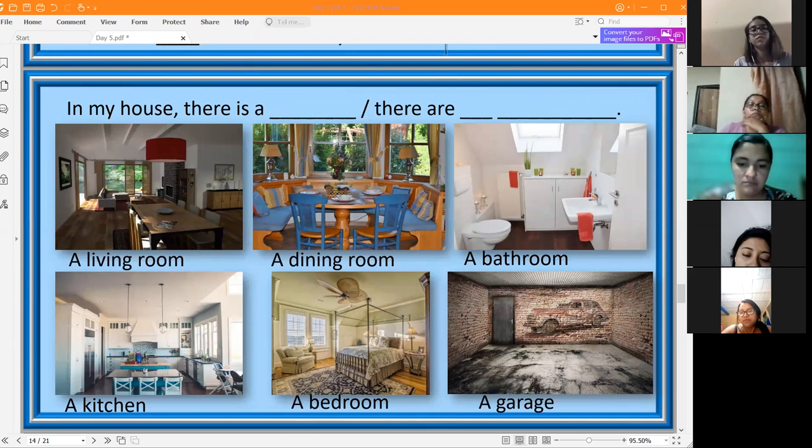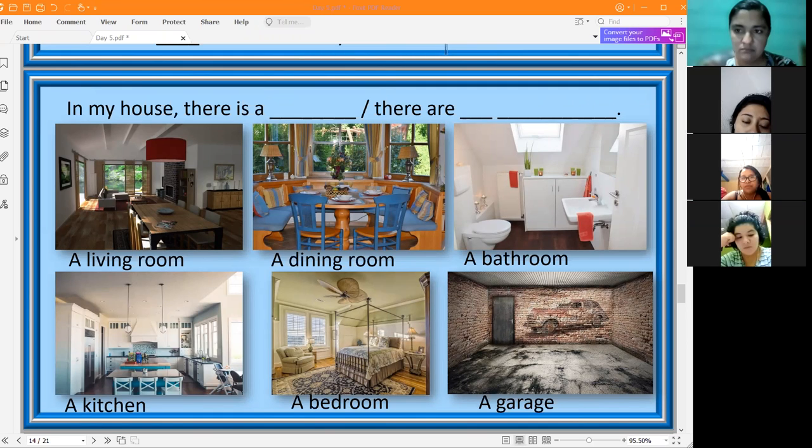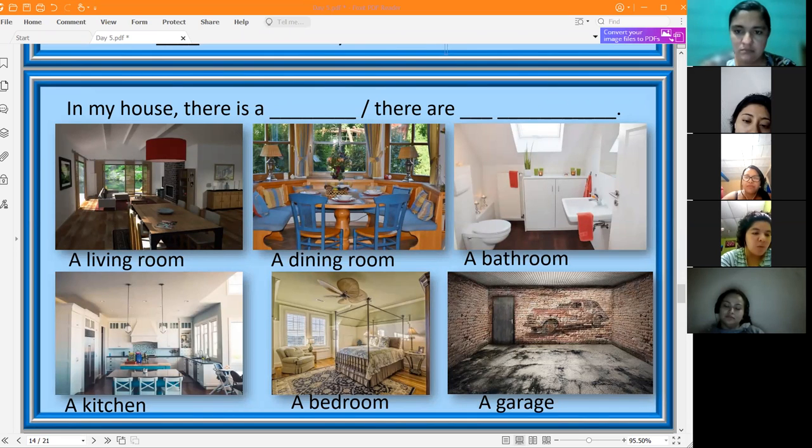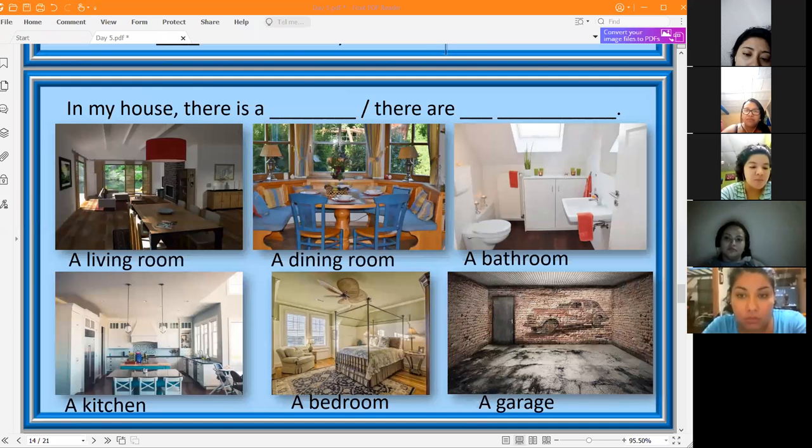Now, Zulma Guadalupe Vasquez Martinez. In my house, there is a living room. There are four bedrooms. There is a garage. There is a big kitchen. There is a dining room. That's it? Okay. Thank you very much. Maybe Jennifer Patricia Martinez can speak now. In my house, there is a living room, a dining room, a bathroom, a kitchen, a garage. There are two bedrooms. It's all right. Thank you.